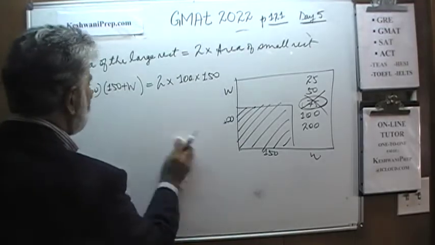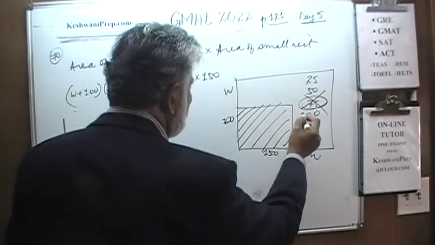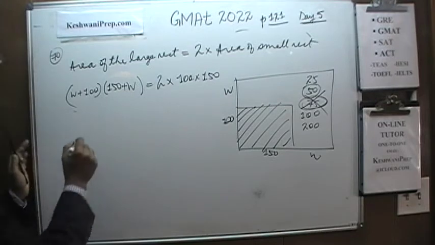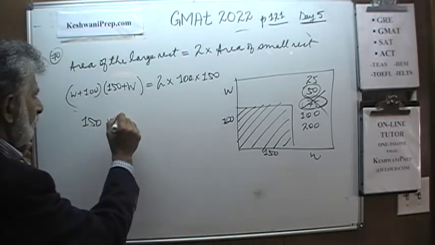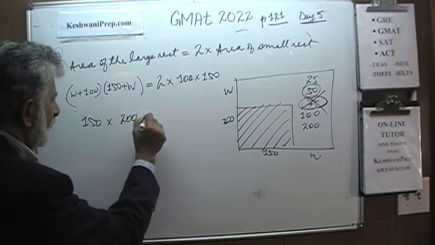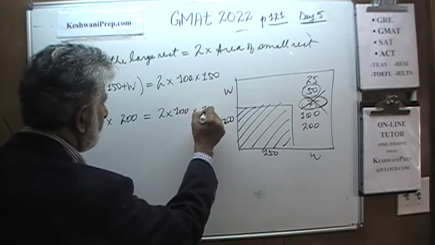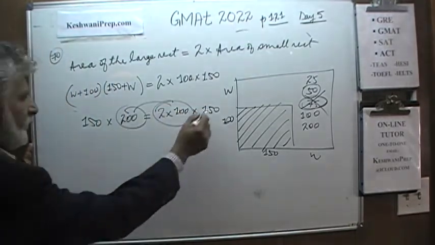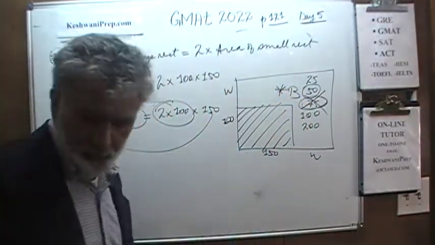That was too large. W was too large. W has to be smaller. Let's try 50. If you try 50, you get 50 plus 100 is 150, times 150 plus W is 200, and that has to equal 2 times 100 times 150. What do you know? There you go. 2 times 100 right there, and 150. The answer is B. B works.